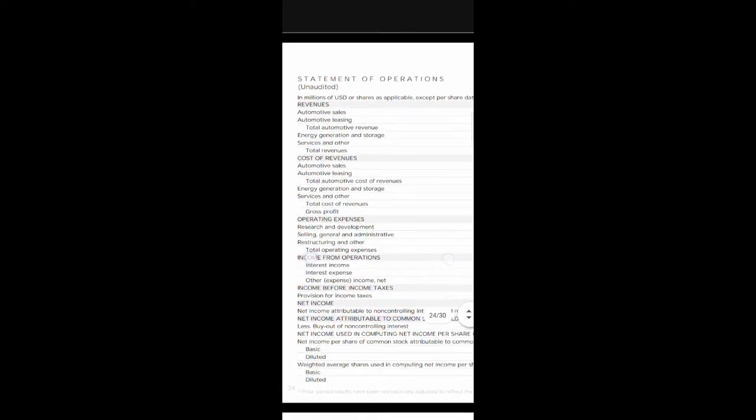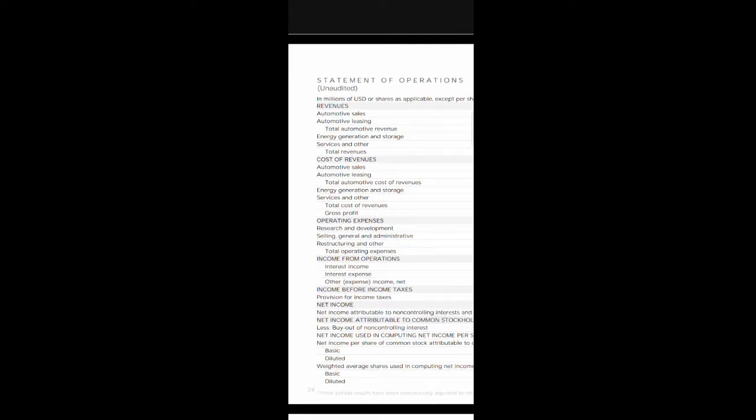But 10 billion is good. Looking at the cost of revenue, I just look at the total cost of revenue.